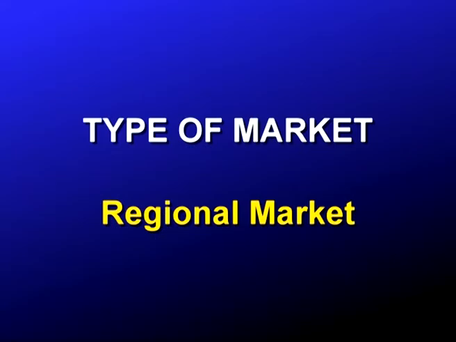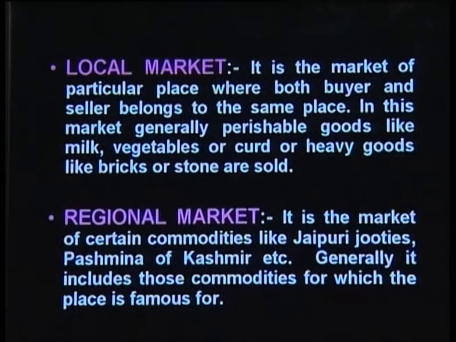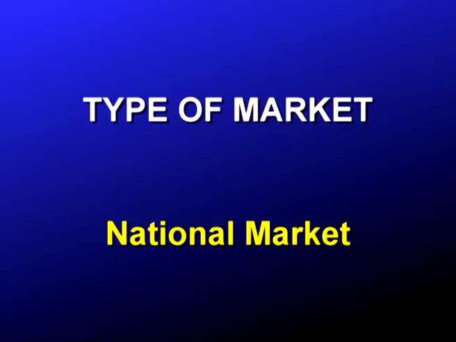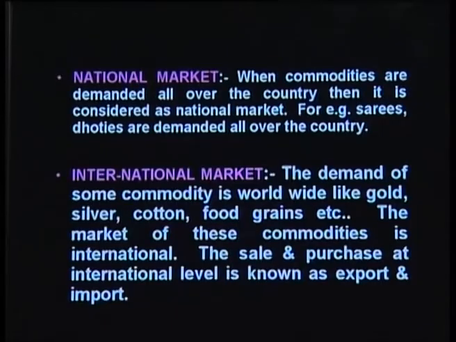Another market about which we have to talk is the regional market. It is the market of certain commodities like Jaipuri jutis, Pashmina of Kashmir, etc. Generally, it includes those commodities for which the place is famous. Another market is the national market. When commodities are demanded all over the country, it is considered a national market. For example, saris and dhotis are demanded all over the country.